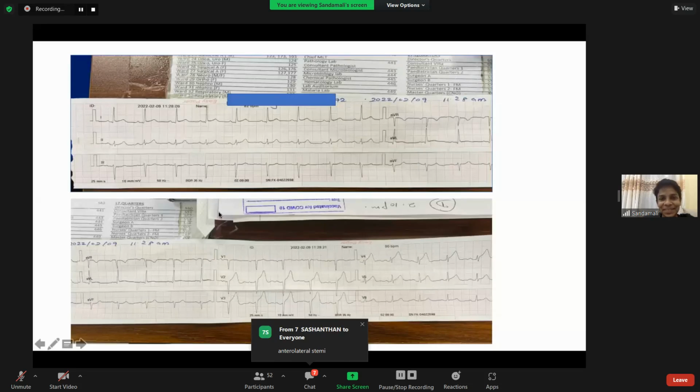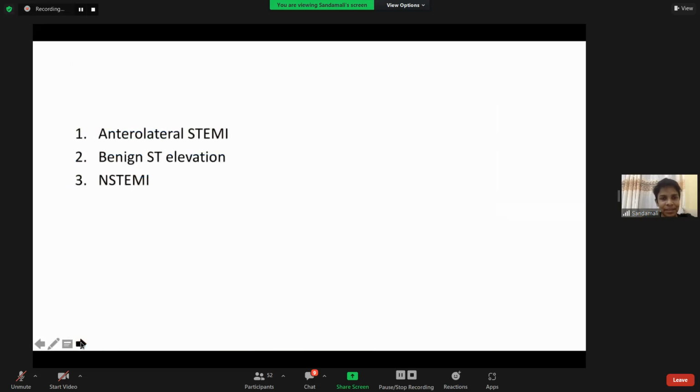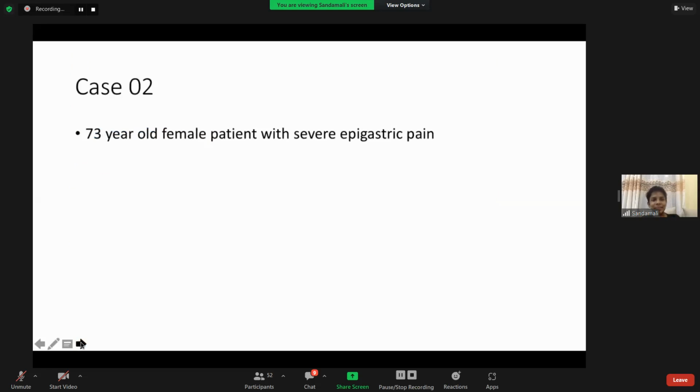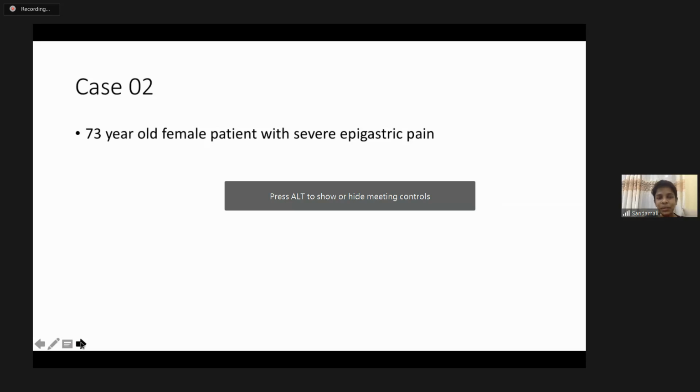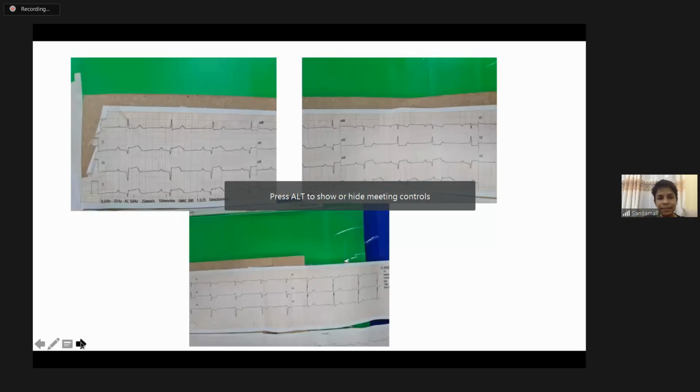anterolateral STEMI because you get ST elevations and Qs in V2 and V3, and also ST elevation in V4, V5, and L1, aVL. And there are slight reciprocal changes in L3 and aVF. Anterolateral STEMI. And case number 2, this patient is a 73-year-old female who presents with severe epigastric pain.